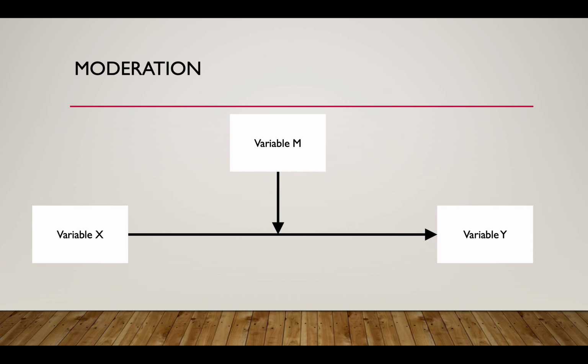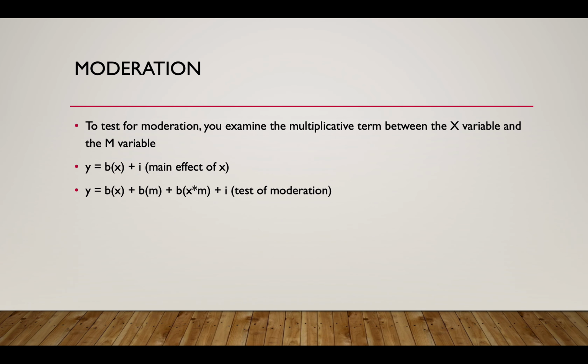And that's what we're going to be working with throughout this class: various types of path models. So for the test of moderation, you multiply the x variable by the m variable, and so you would have in this first instance the slope of x plus just your error, and then in the next one we would add in the main effect of the moderator right here and the interaction between x and m. And this really is the test of moderation.